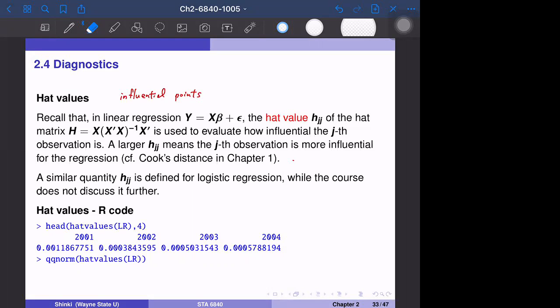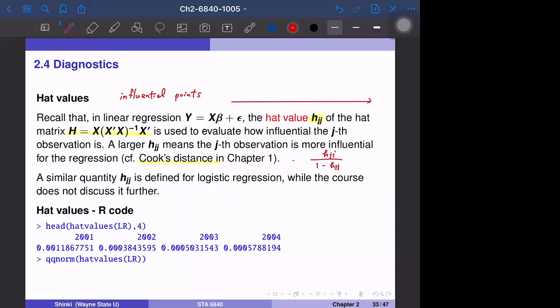And recall that in linear regression, y is equal to X beta plus epsilon. The hat value h_jj of the hat matrix H is how influential the j-th observation is. So a large value of h_jj means the observation is more influential for the regression result. We have studied Cook's distance. In linear regression, basically Cook's distance is proportional to h_jj over 1 minus h_jj, so a larger h_jj gives a larger Cook's distance. That means we have larger influence.